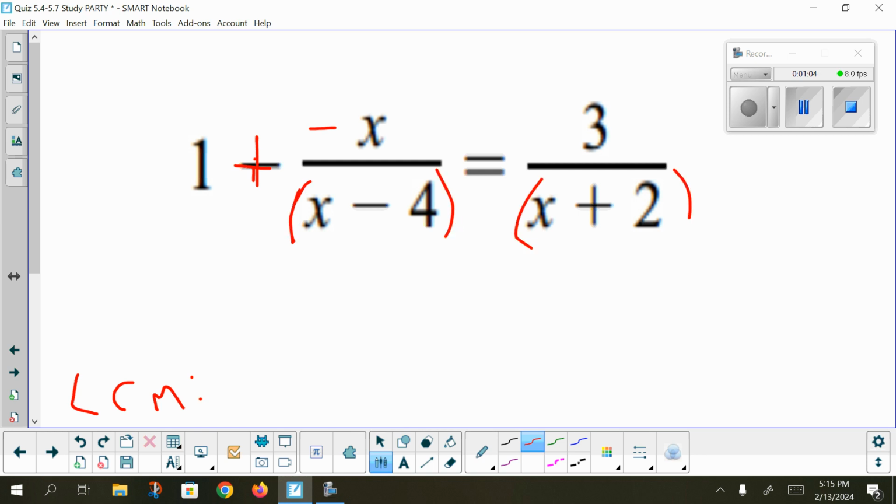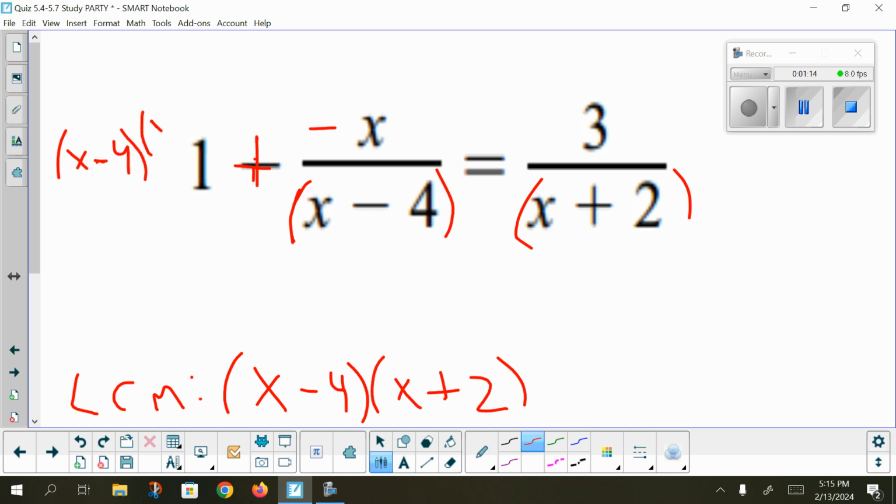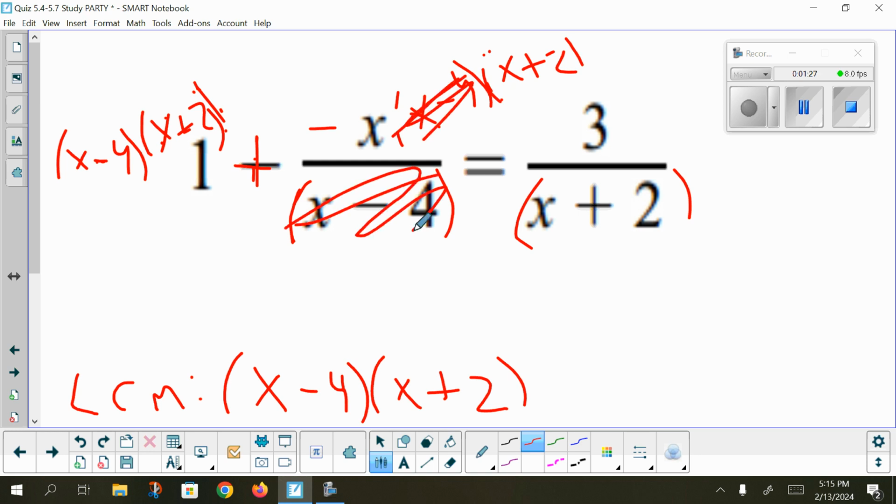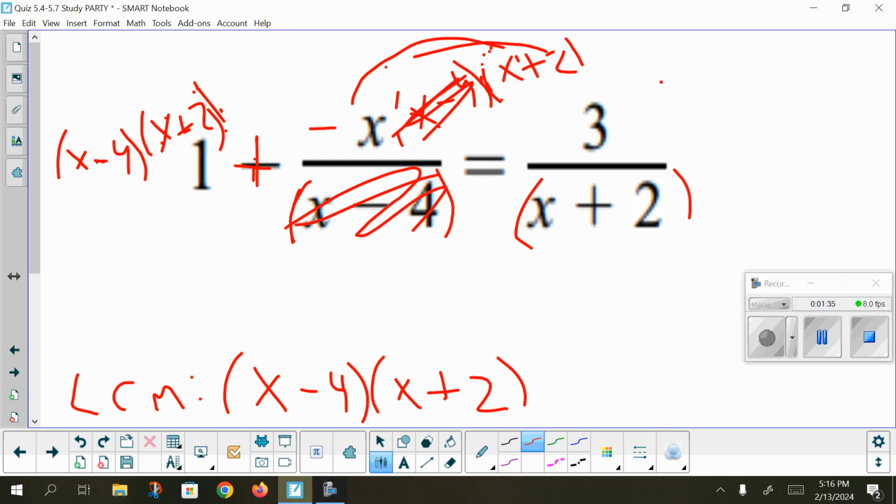The LCM that we're going to use is x minus 4 and x plus 2, because those are the denominators I see above. You'll put your x minus 4, x plus 2 here, and you'll need to FOIL that out. Then you'll put your x minus 4, x plus 2 here, and what will happen is this will cancel. So the only thing you'll need to do is distribute this x to the x and the plus 2. And finally, put your x minus 4, x plus 2 here, and the x plus 2's will cancel.